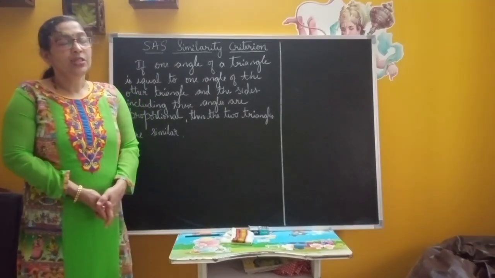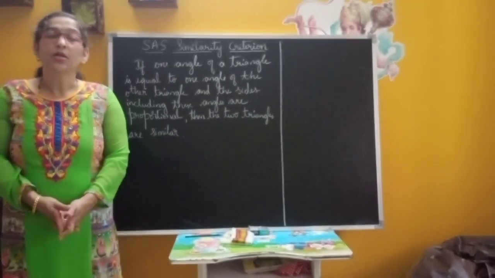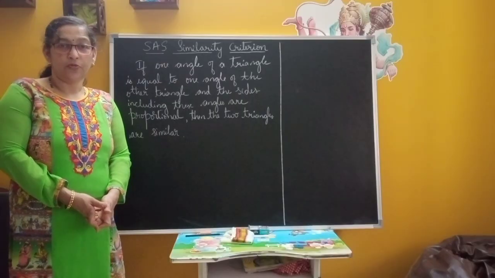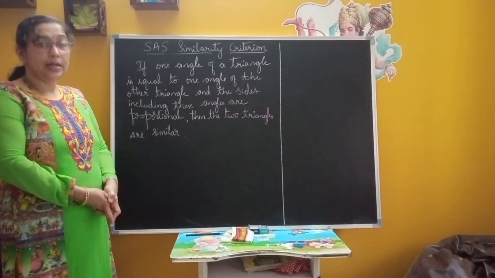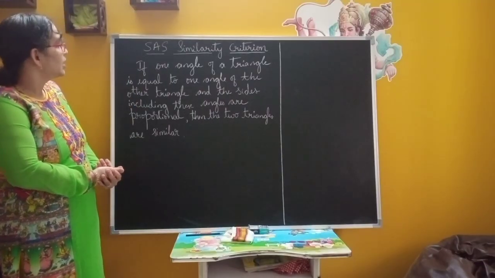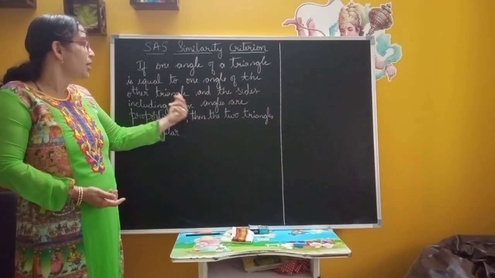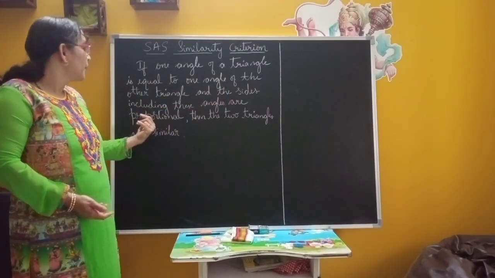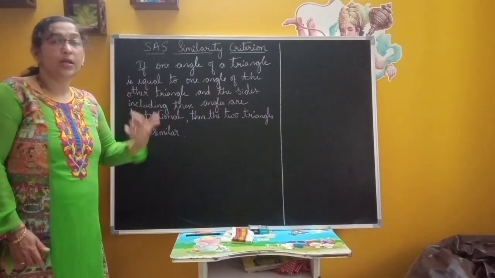In today's session, let us discuss SAS similarity criterion. This is one of the important theorems in the chapter similarity of triangles, or similar triangles. What is SAS similarity criterion? If one angle of a triangle is equal to one angle of the other triangle and the sides including these angles are proportional, then the two triangles are similar.